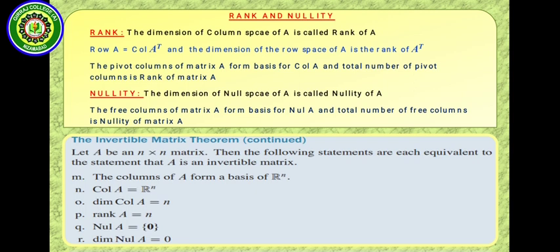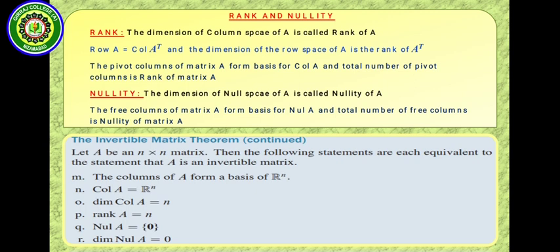Rank definition: the dimension of the column space of A is called the rank of A. Row A equals column A transpose, and the dimension of the row space of A is the rank of A transpose. This means A and A transpose ranks are equal.